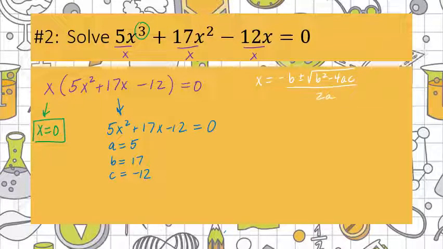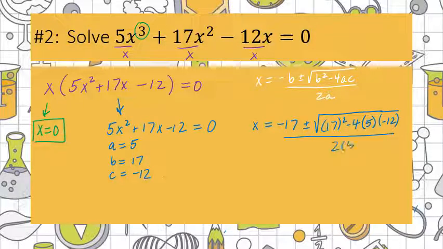All right, so let's take these numbers and plug them in. So I have x equals negative b, since b is positive 17, it'll switch to negative, plus or minus the square root of 17 squared minus 4 times 5 times negative 12, and then it's over 2 times a, which is 5.